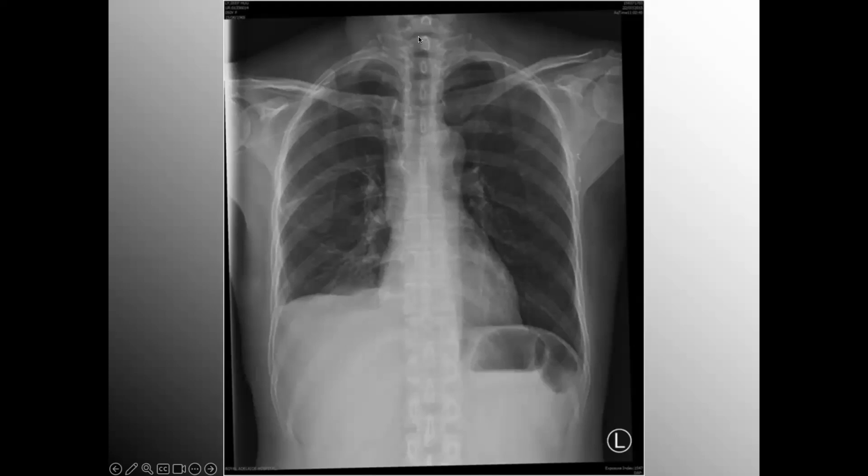So the airway is slightly offset towards the right. You can see the patient's neck is bent here. There's not lymphadenopathy, but there's a prominent hilar region. The vascular markings are quite prominent. The pulmonary artery and pulmonary veins are quite prominent.